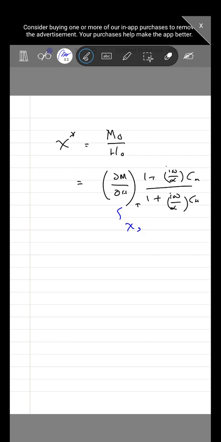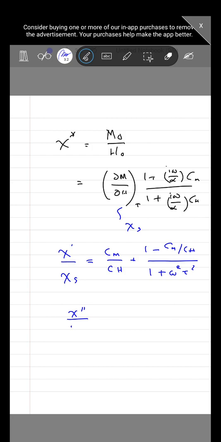So we can easily write the ratio, that means chi dash, the high frequency susceptibility, by chi s is equal to Cm by Ch plus 1 minus Cm by Ch divided by 1 plus omega square tau square, and the low frequency susceptibility ratio with the static susceptibility is equal to 1 minus Cm by Ch into omega tau divided by 1 plus omega square tau square.